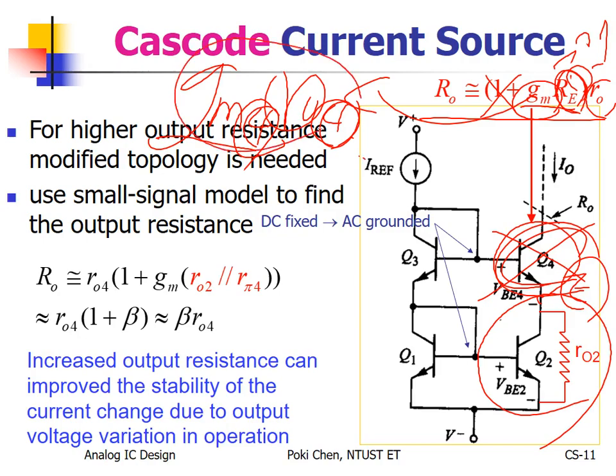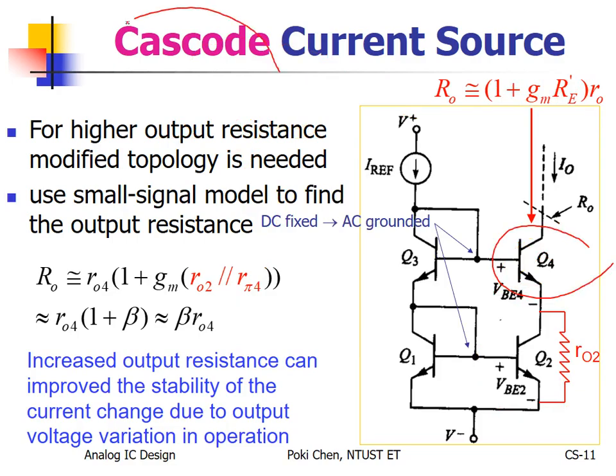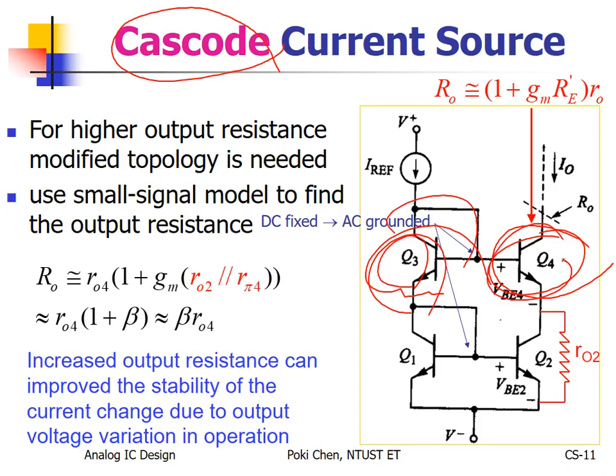How about gm ro, what's the order? Usually 100. So what does it mean? Bingo. Wow. With the help of the current buffer, I mean with the help of cascading, the output resistance will be increased by 100 times. Wow. Again, it's a really good bargain. You only pay extra for Q3 and Q4. And what is the function of Q3? It needs to bias your Q4. For Q4 to be active and functional, it needs to get proper bias.